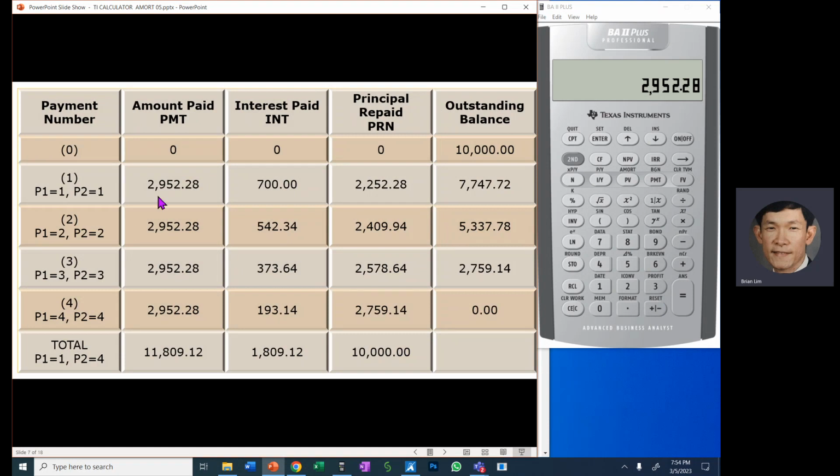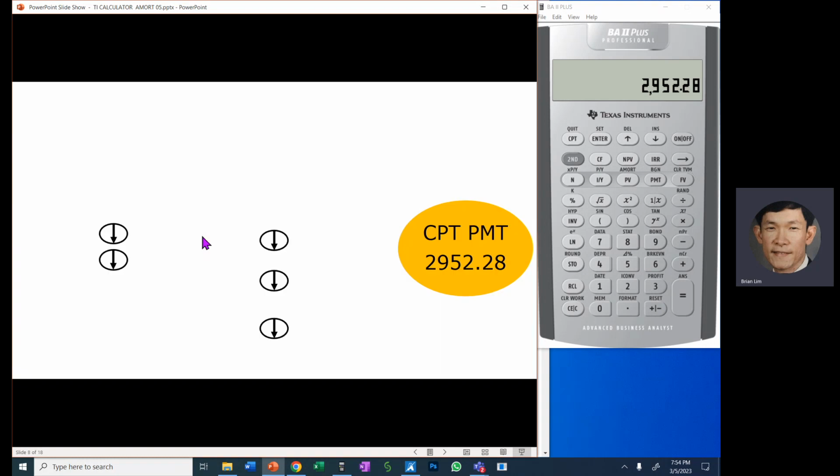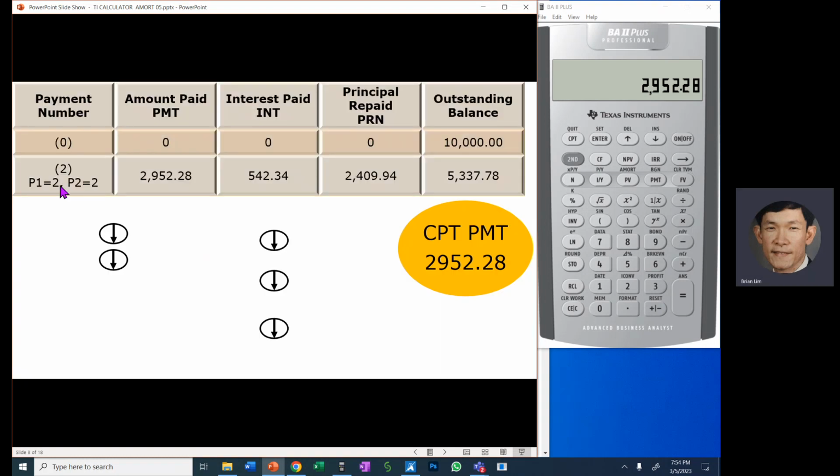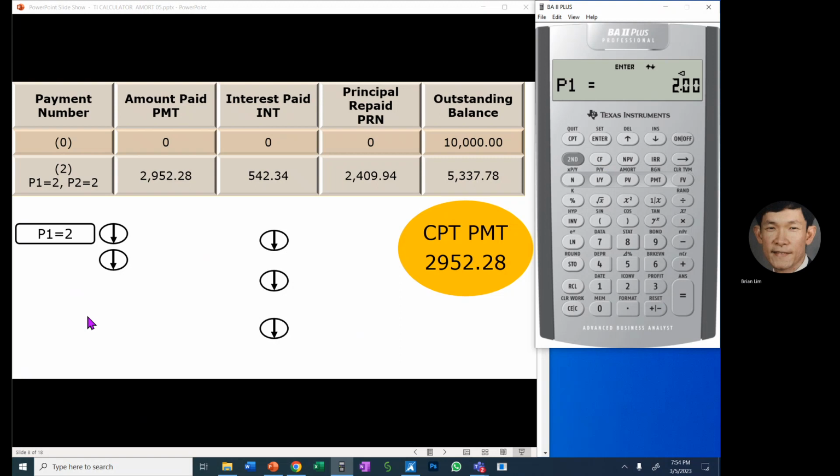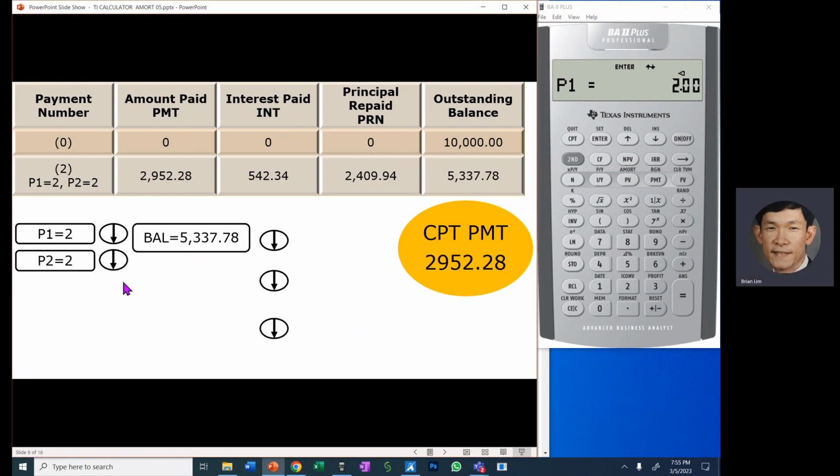All right, let's move on now. We go back to the schedule, so we finished that first payment. Let's go to payment number 2 and see what happens. For payment number 2, P1 would be 2. So let's go back in here. Second PV, now P1 is 2, and we click on 2 and enter. We come over here and P2 is 2. So we go down and enter the value of 2 for P2. And then the balance is this amount here, 5337.78.